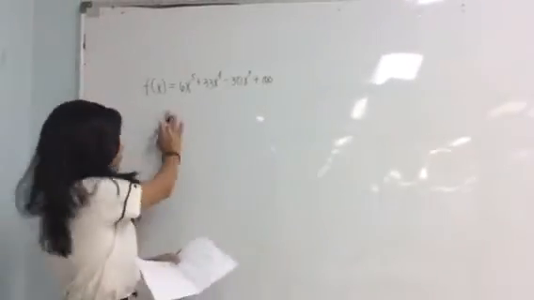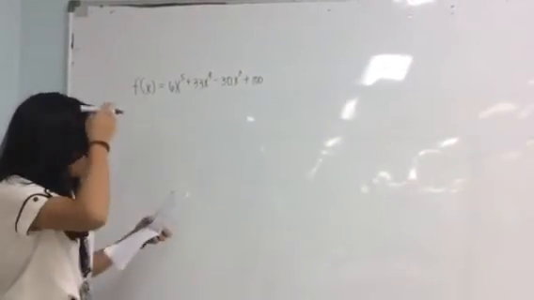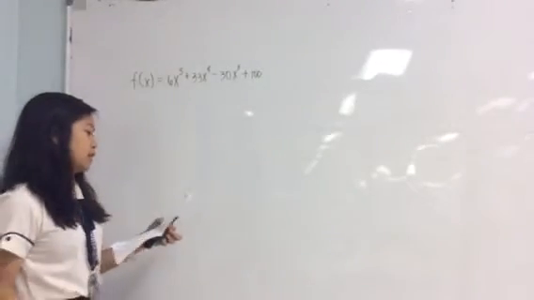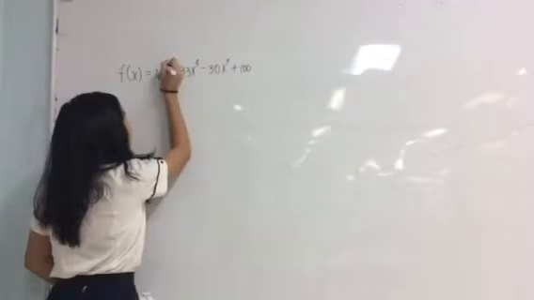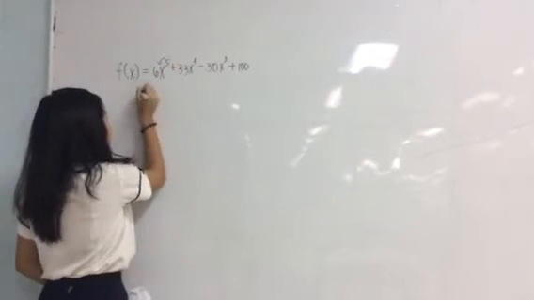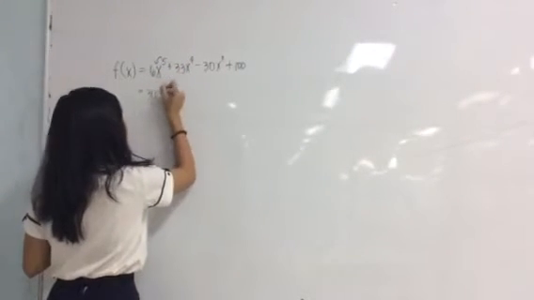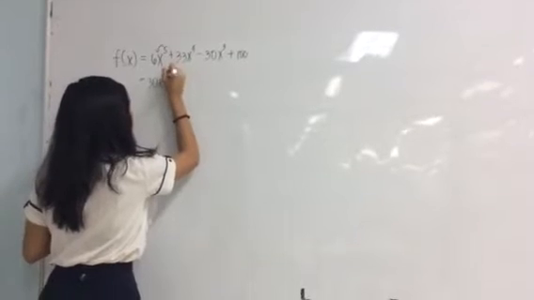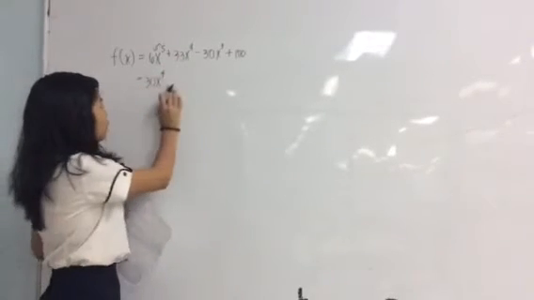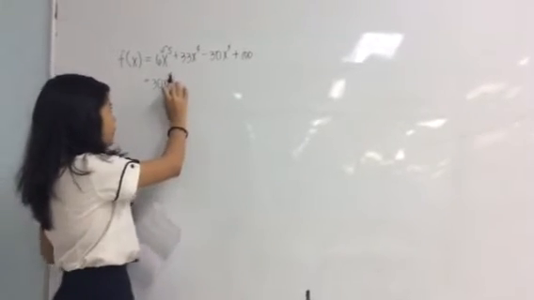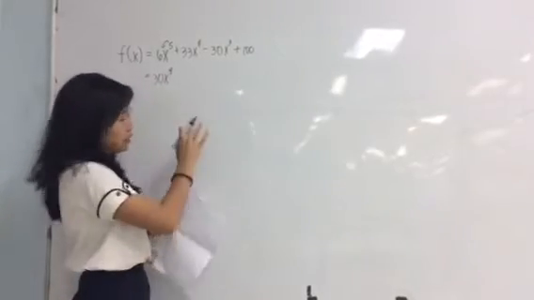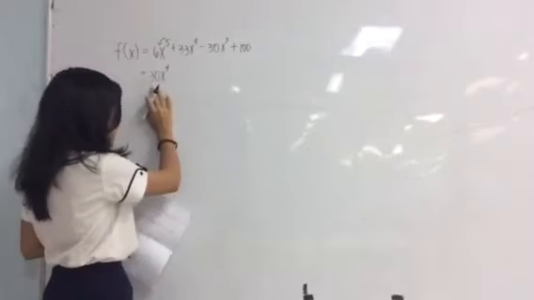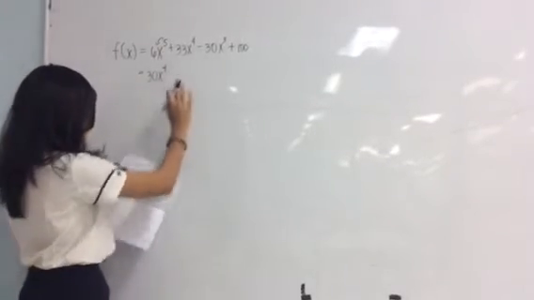So based from our given, we have to multiply the exponent to the base. So 5 times 6 is equal to 30x to the power of 4. If you guys are wondering why our exponent became 4, it's because we have to subtract 1 from the exponent. So that's why it became 30x to the power of 4.